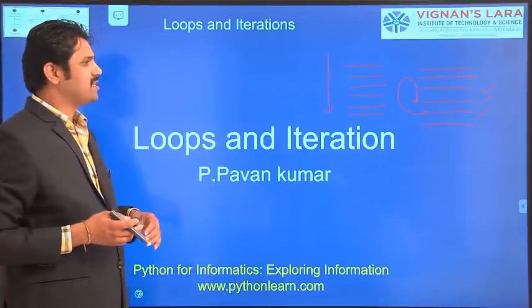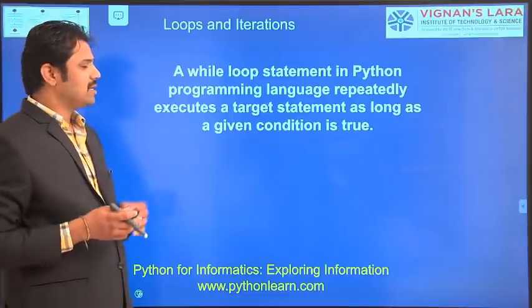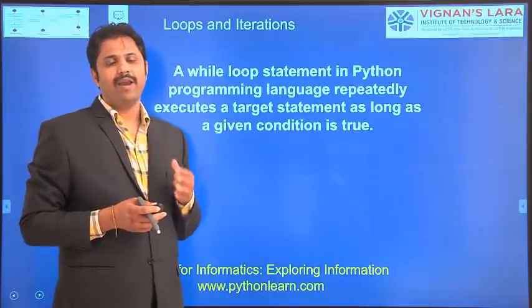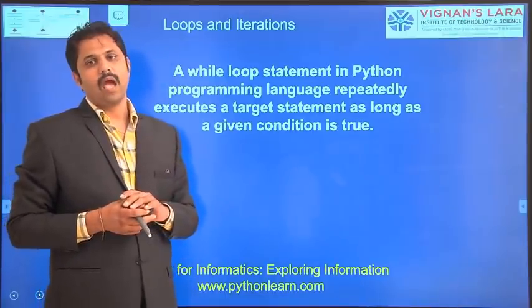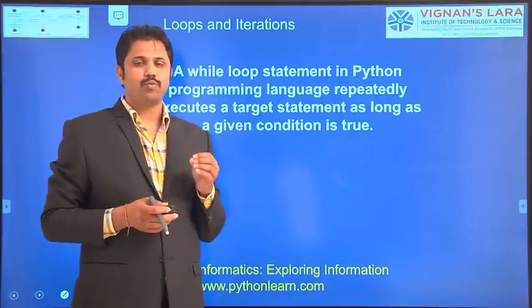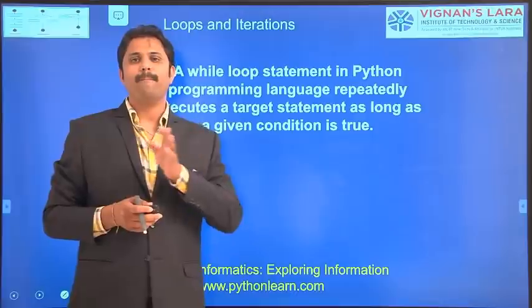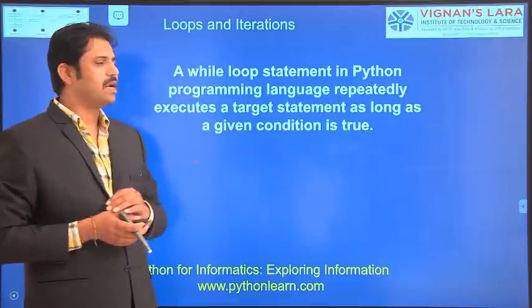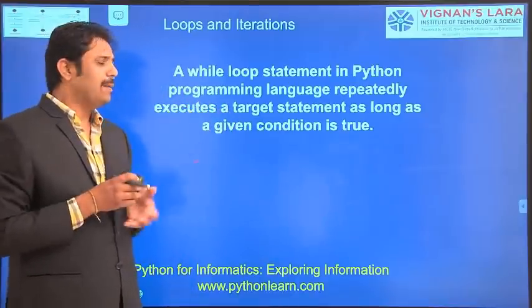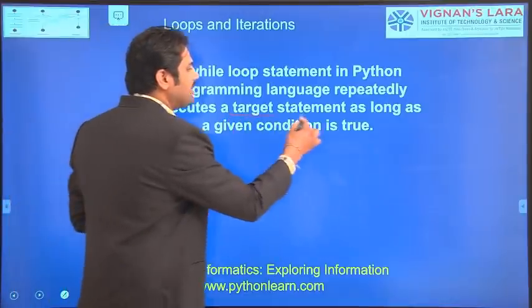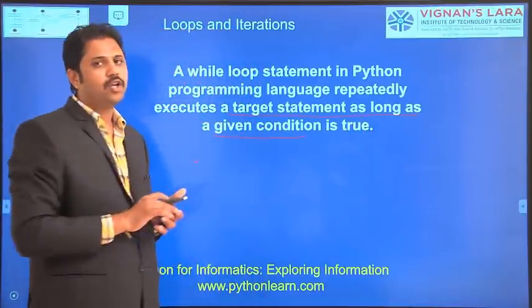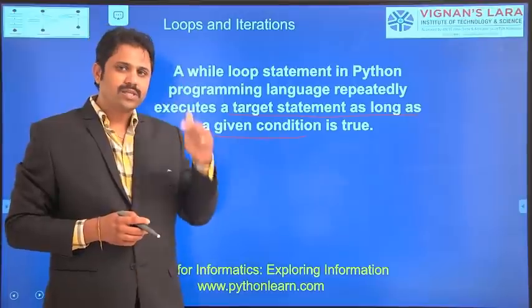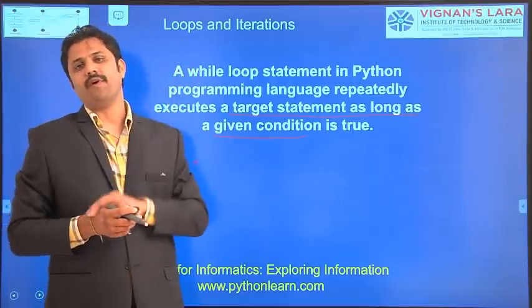Okay? So first of all, we are going to discuss the while loop in Python. In Python, the while loop is the same as in C, but the syntax is somewhat different compared to the C programming language. So what is a while loop? A while loop statement in Python programming language repeatedly executes a target statement as long as a given condition is true. If the condition is true, it continuously repeats the statement until it is false.